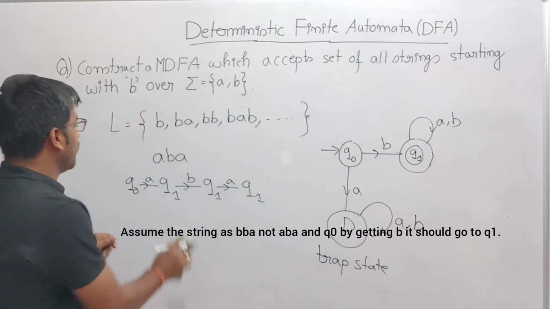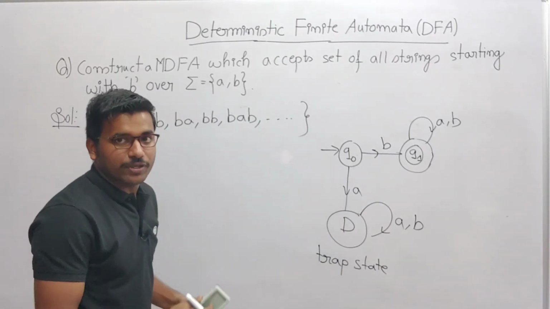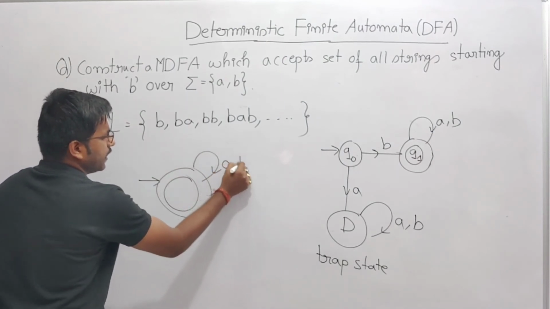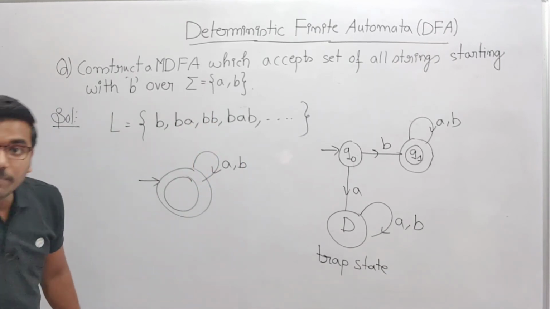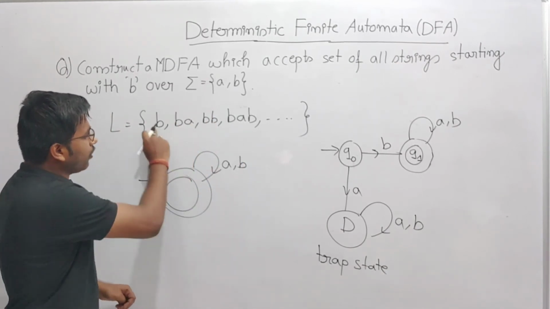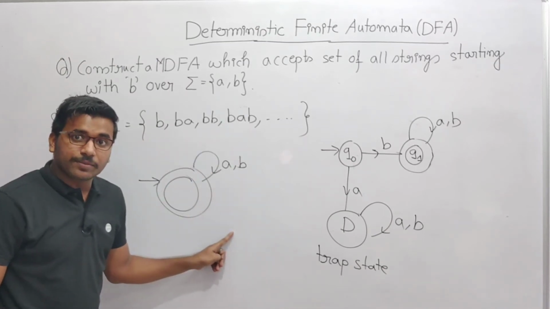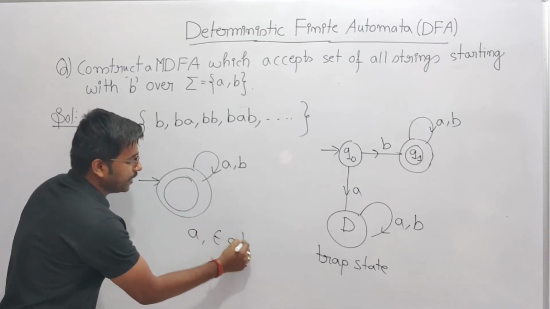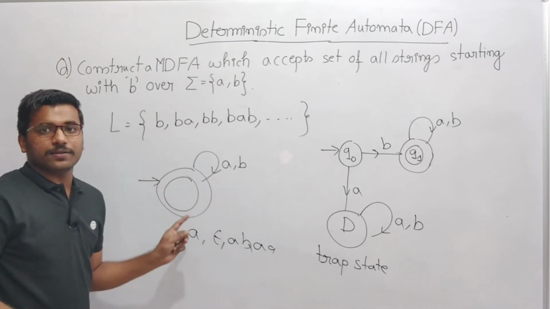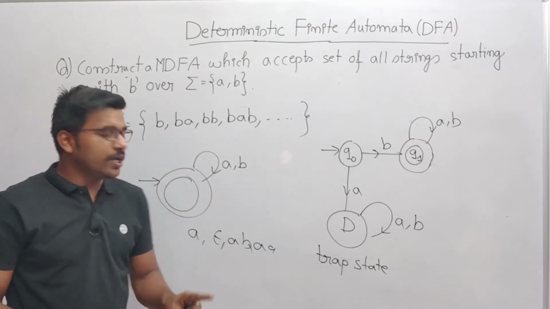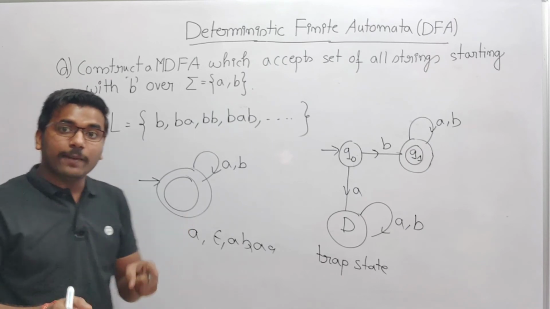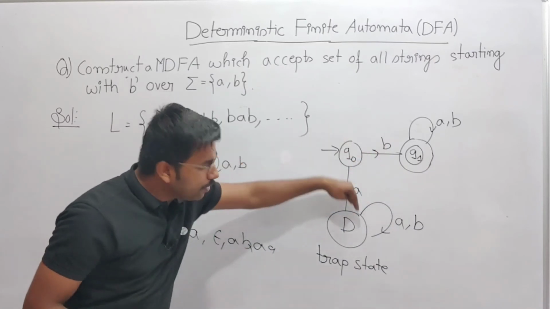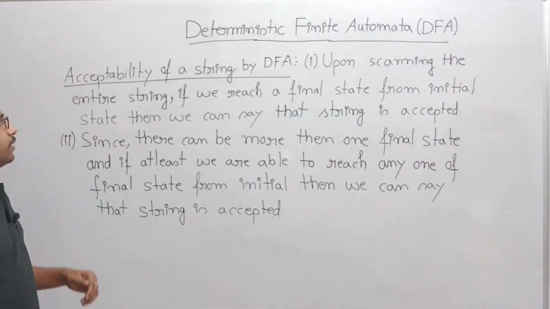And for this language, someone can even say to me, sir, this is also a minimal DFA for this language. Now see, this is not a minimal DFA for this language. Why? Because the set of all strings starting with B gets accepted, but the strings not starting with B, like A, epsilon, AB, are also getting accepted, and our DFA should reject those. So that's why it is not a minimal DFA. We have to check both: the strings that belong to that language should get accepted, and the strings not belonging to that language should get rejected.